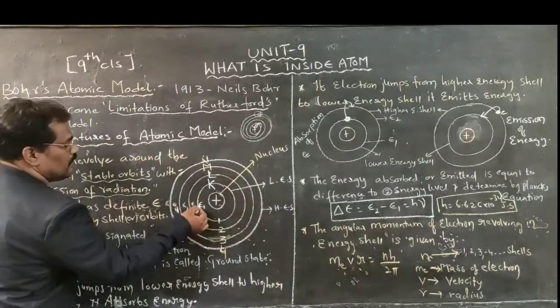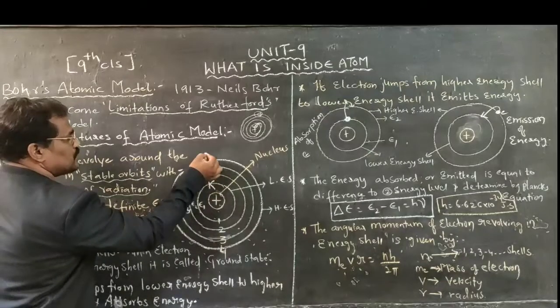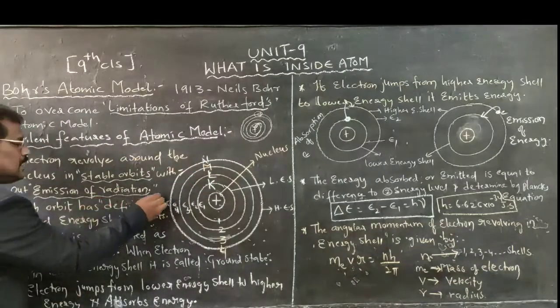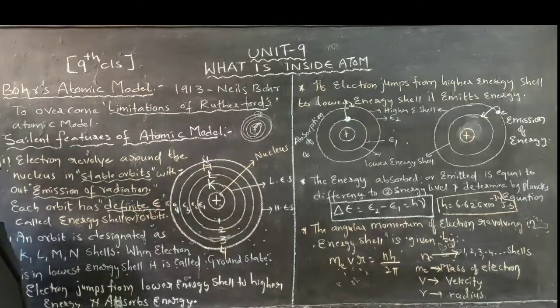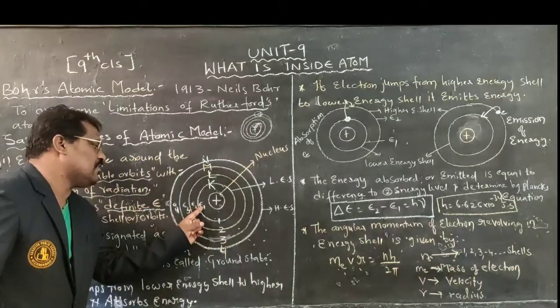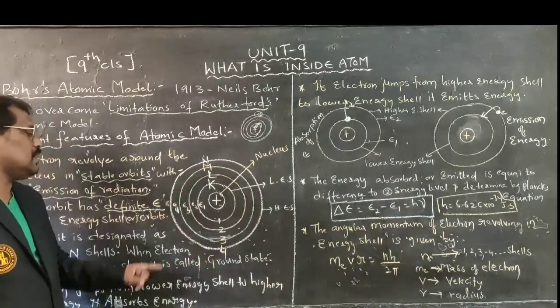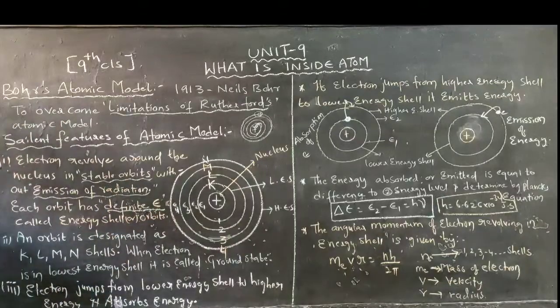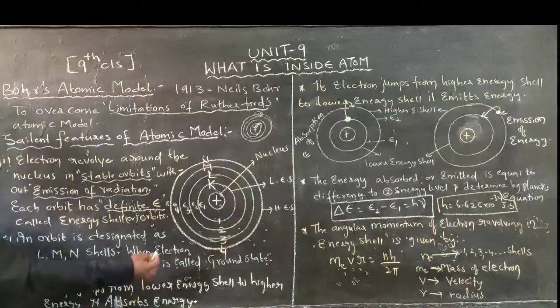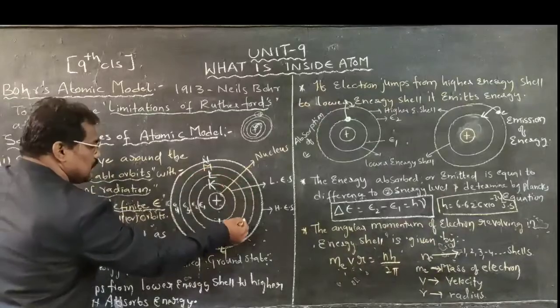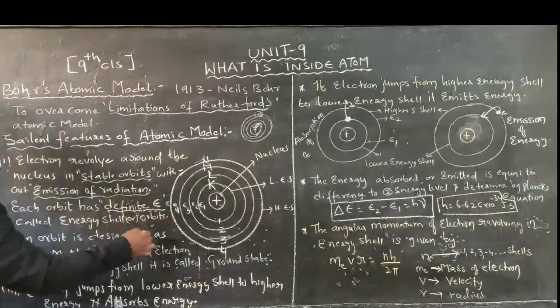Each orbit, see here, K is one orbit, L is one orbit, M is one orbit, N is one orbit. Each orbit is specified with a definite energy. That means the first orbit has E1 energy, the second orbit has E2 energy, the third orbit has E3 energy, and the fourth orbit has E4 energy. Each orbit with a definite energy is called an energy shell: the E1 energy shell, the E2 energy shell, the E3 energy shell, the E4 energy shell, and so on.